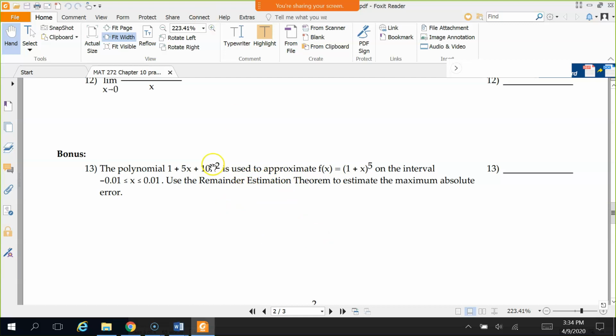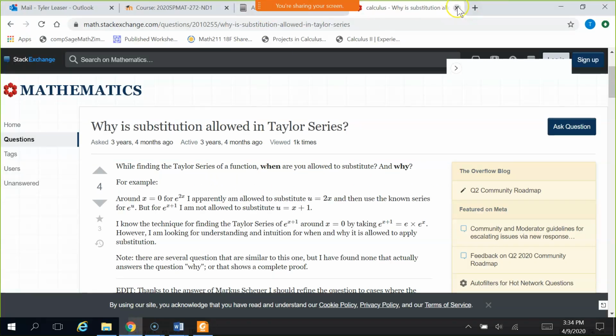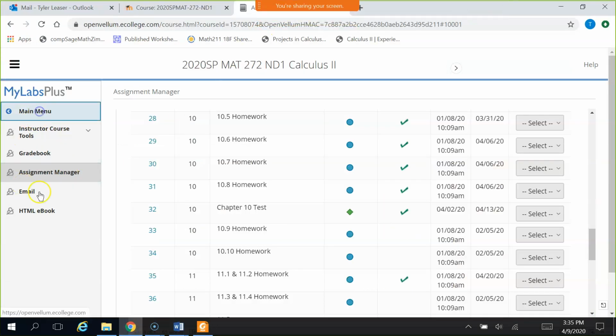So the polynomial blank is used to approximate this, 1 plus x to the fifth on this interval. Use the remainder estimation theorem to estimate the maximum absolute error. With the Taylor series, there's just a nice little formula for the remainder at the end. Also remember that we looked at remainder stuff with the integral tests as well. It's very, very similar. I would just have to look up the formula here real quick. Let me pull it up.